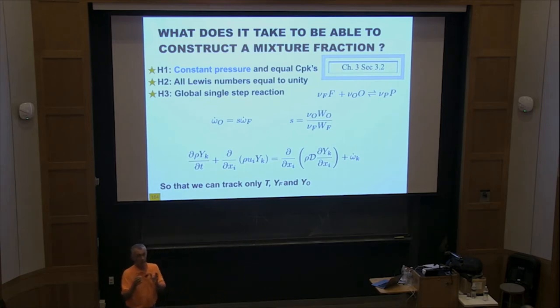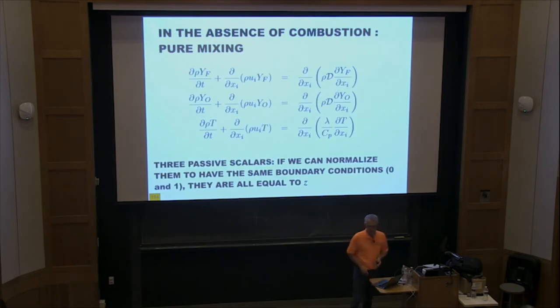If we have a mixture of hydrogen and kerosene, it will be difficult to say which D we take, because they change by a factor of six. But never mind. We say there's only one. And we say there's a global single-step reaction, so that at the end of the day, we'll need only to solve for the fuel, the oxidizer, and the temperature. Remember, for premixed, we had to solve only for temperature and fuel, but everything was mixed. Now that things are not mixed, we need to describe the mixing between fuel and oxidizer. So let's start with something which is a classic here, which is what we call the pure mixing. So it's a combustion chamber where I don't ignite things.